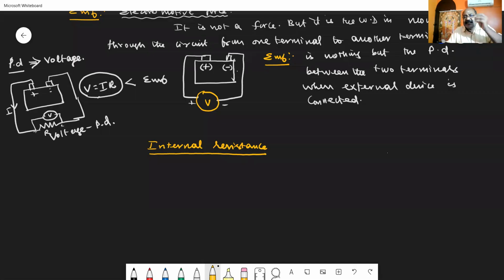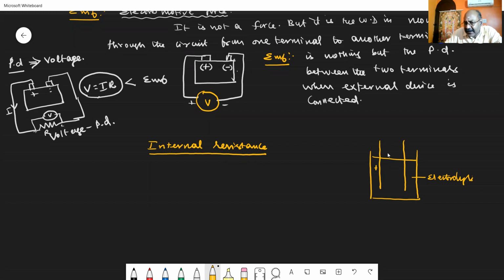Internal resistance means resistance available inside a cell or inside a battery. For example, how have we considered a cell? That cell consists of a container. Inside that container, you have an electrolyte. Inside that electrolyte, you have two terminals. One of the terminals we call the positive terminal, and the other we call the negative terminal. So across this, you will have a potential difference between the positive terminal and the negative terminal.